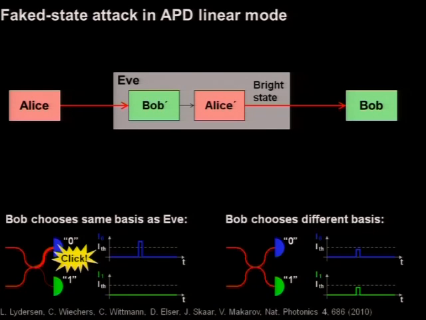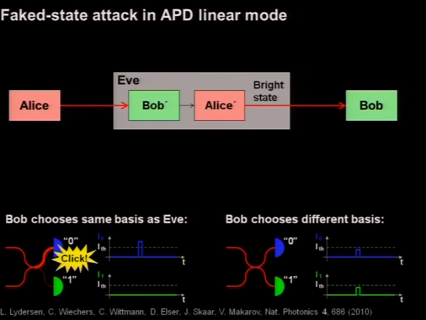The eavesdropper Eve uses a copy of Bob's equipment to detect all single photons on all quantum states coming from Alice. They are detected in a randomly chosen basis and result in a particular bit value in Eve's copy of Bob. Then Eve uses a copy of Alice's equipment to regenerate the state with the same basis and bit value as she has just detected. But instead of trying to regenerate a single photon, she generates a bright light state and sends it to Bob.